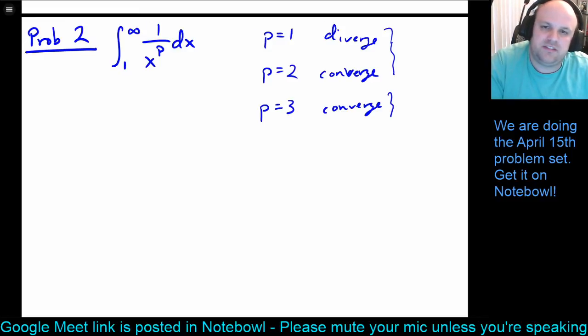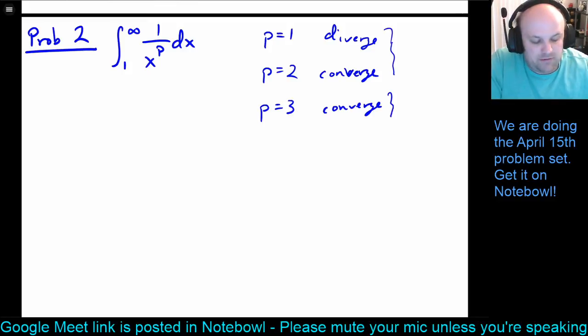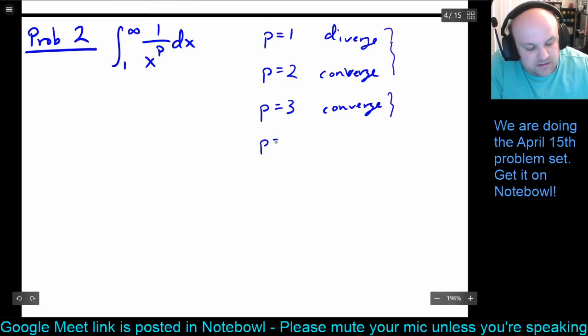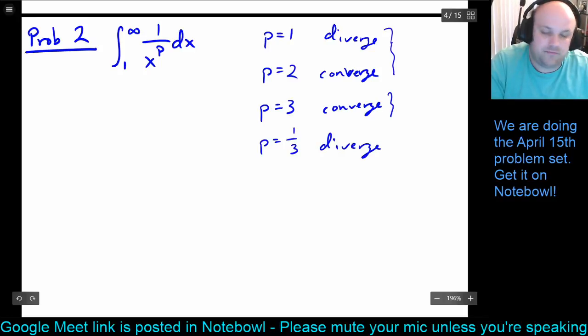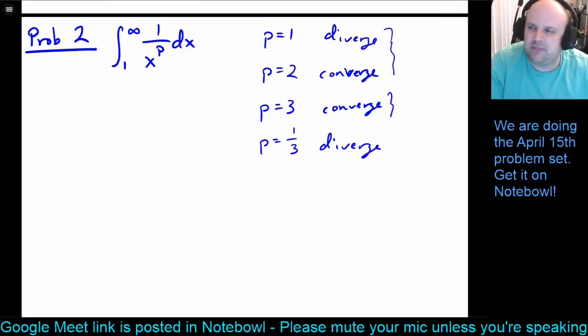So let's do... we've also kind of sorted out that if this is 1/3, this is going to diverge. Right? We kind of showed that if you go back to part 3, it was x plus 1 to the 1/3 power on the bottom, but it works out the same way. So this kind of suggests a split, maybe somewhere around 1.